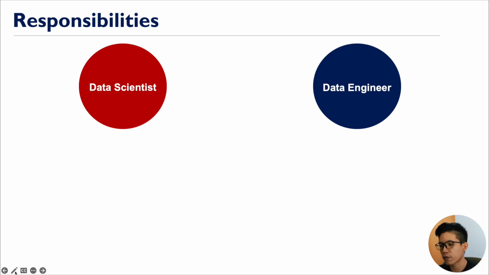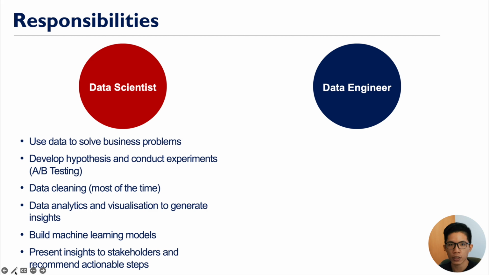So let's start with the responsibilities for each role. Essentially, it's your day-to-day work for each position. For example, data scientist, all you have to do is just use data to solve business problems. So what that means is that you have to develop hypotheses and sometimes conduct experiments, A/B tests to know what works and what doesn't work. So for example, if you are running a marketing campaign, you need to check if the marketing campaign gives you certain ROI or not. And that's why you have to conduct certain experiments for these marketing campaigns as a data scientist.